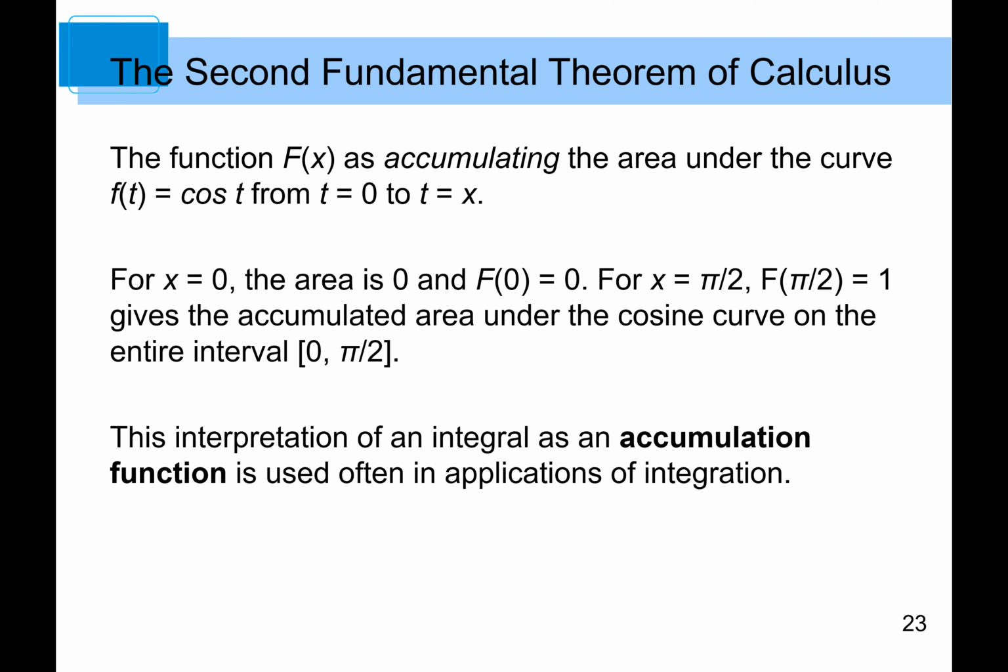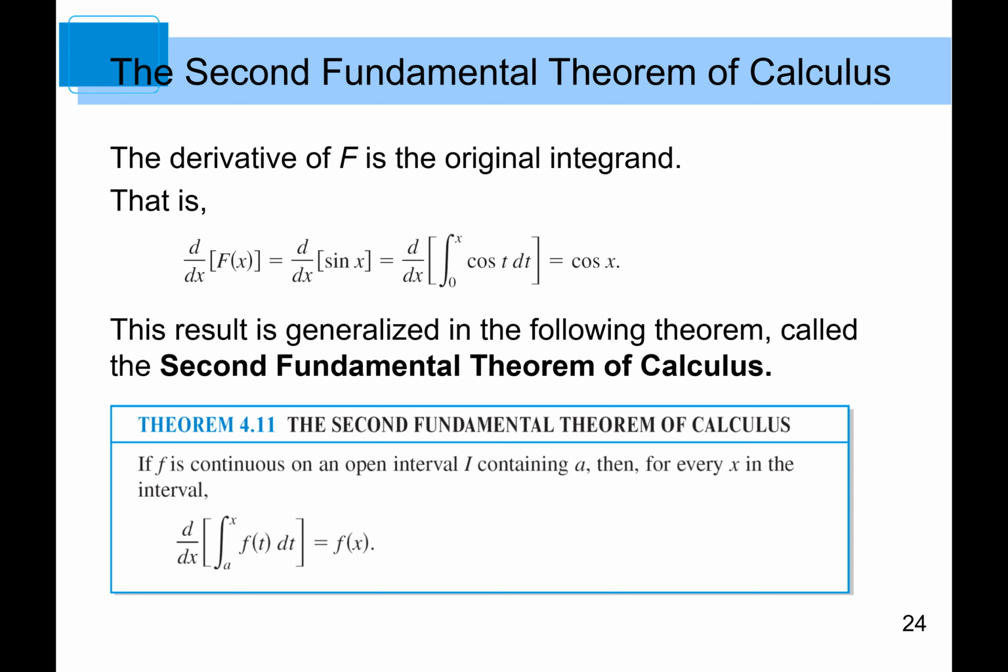So in this case, using the second fundamental theorem of calculus, an integral was used as an accumulation function to generate the area under the curve. So we're accumulating area under the curve for f of t equals cosine t from t equals 0 to t equals x. So basically, let's take a look at the second fundamental theorem of calculus.